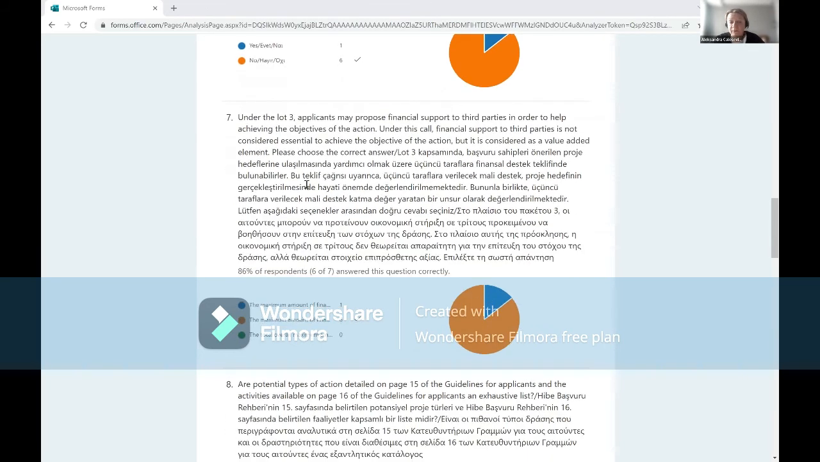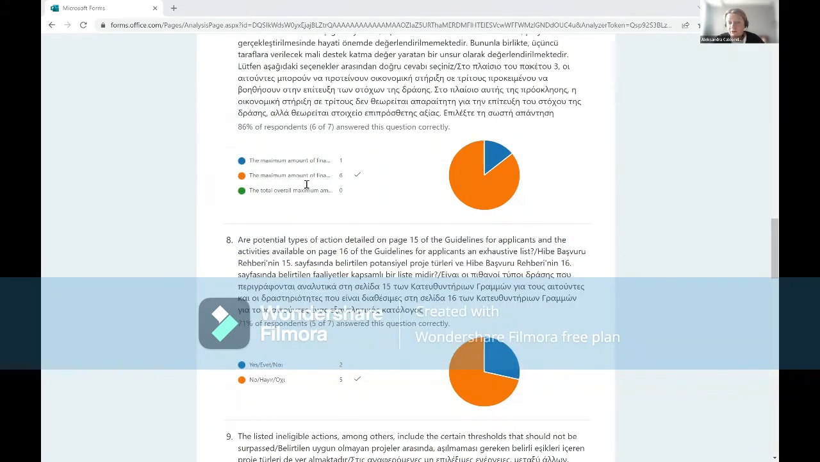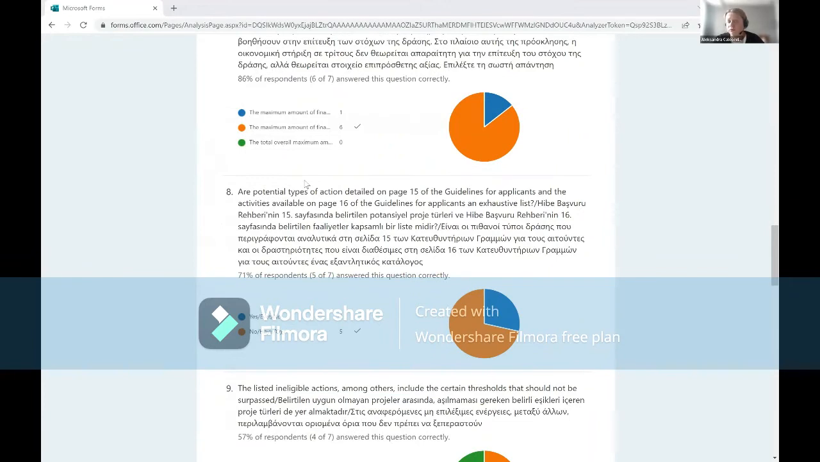Question number 8, are potential types of actions detailed on page 15 exhaustive? No, they are not. Usually this is the practice in Europe paid funds. It is not a set list, a fixed list of activities and projects that you need to apply. It is a list which only gives you an indication of what kind of projects the contracting authority expects to see, but it doesn't fix the list.